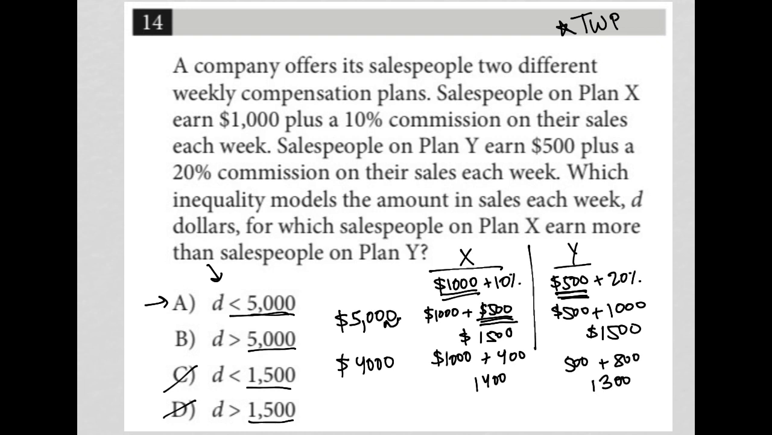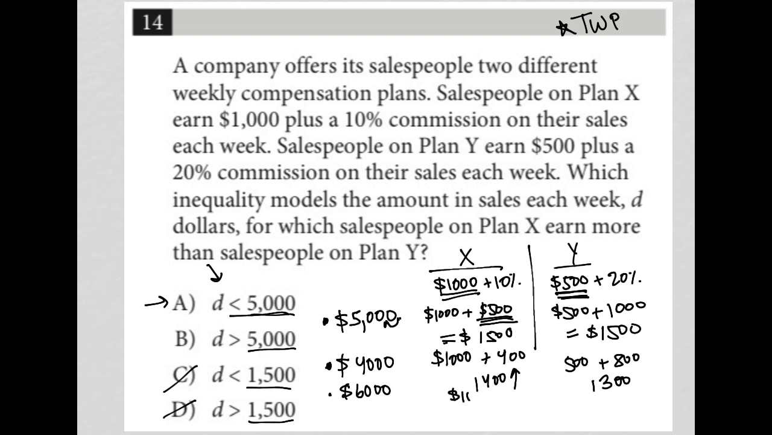So X is higher than Y as long as you are under 5,000, right? Because at exactly 5,000, we're equal. At under 5,000, X is still higher than Y is. And then I could assume, or I could do the math and just say, well, what happens at 6,000? If answer choice A is definitely the correct answer, then at $6,000 in sales, a person on plan Y should make more than the person on plan X. And let's just test that out.